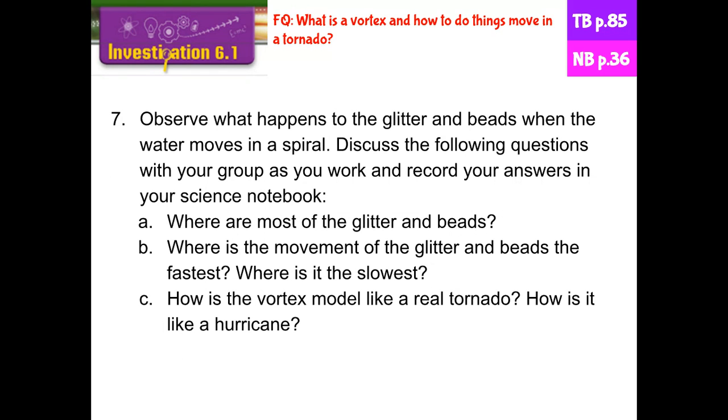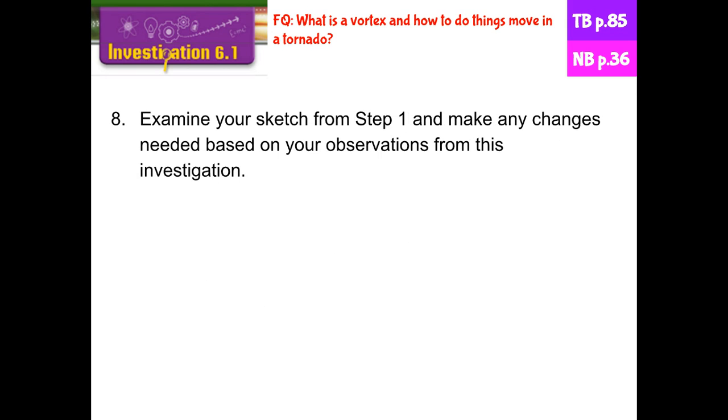As we get to step 7, you're going to be answering some questions about how items move within the vortex. 7A talks about where the glitter and beads are, and then how the glitter and beads move. And then step C is, how is the vortex model like a real tornado? And how is it also like a hurricane? So we're comparing the vortex we're using as a model to both a tornado and a hurricane.